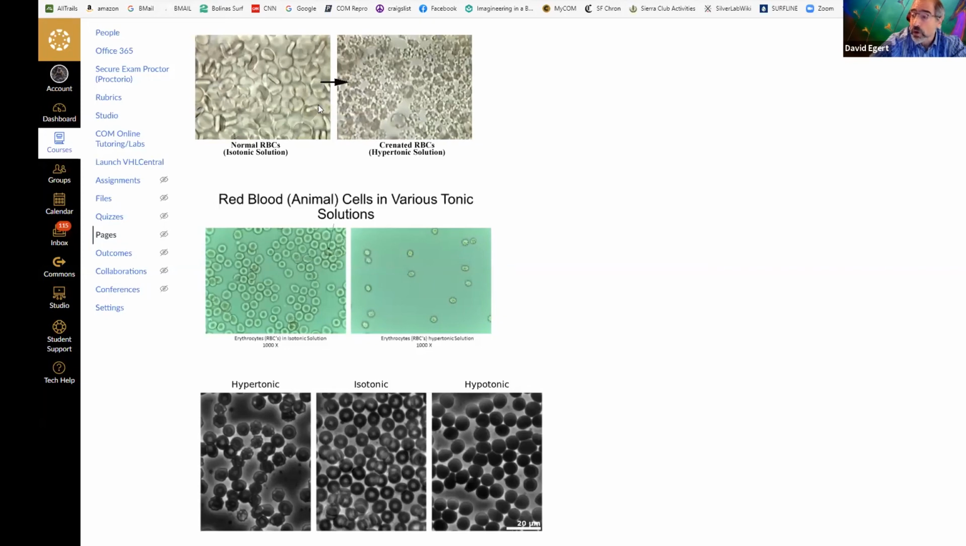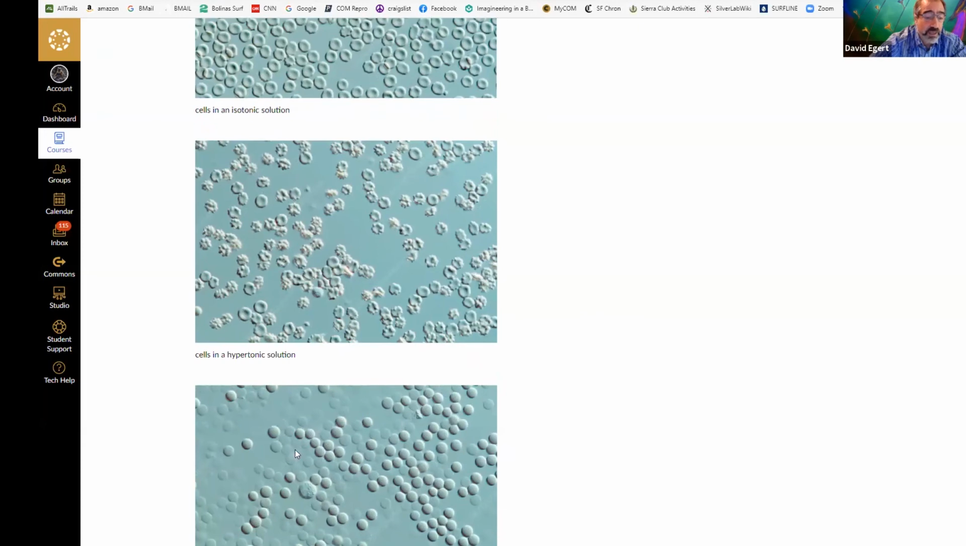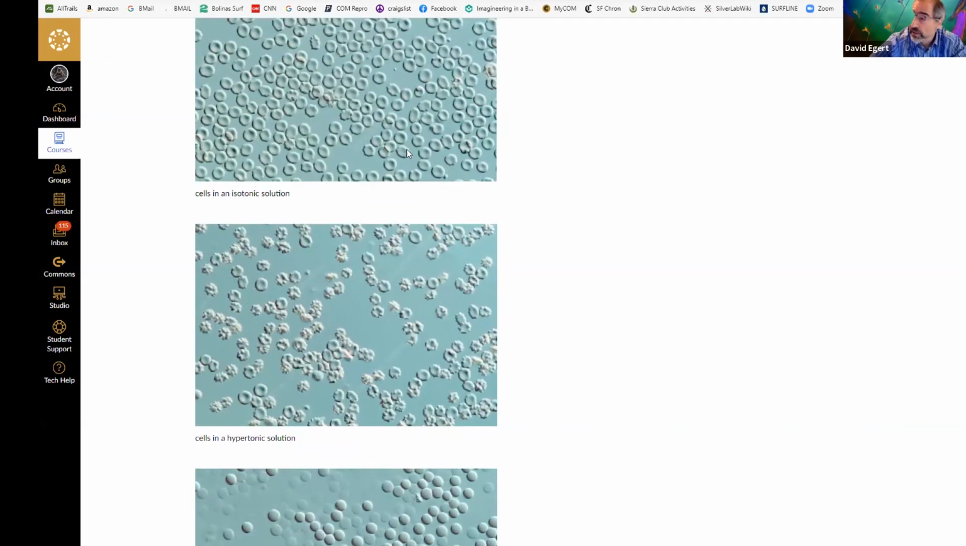I do want you to be able to recognize, here you have bloated cells, shriveled cells, and normal looking cells. I want you to have the sense that those 3 states exist and what kind of osmolarity would lead to those 3 situations. So that makes sense? Mm-hmm.